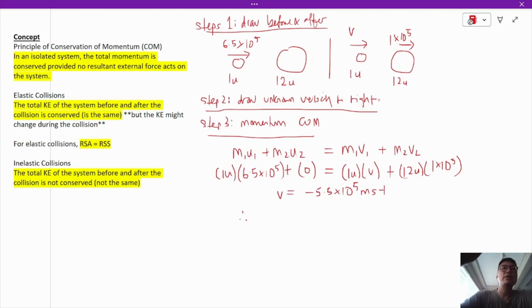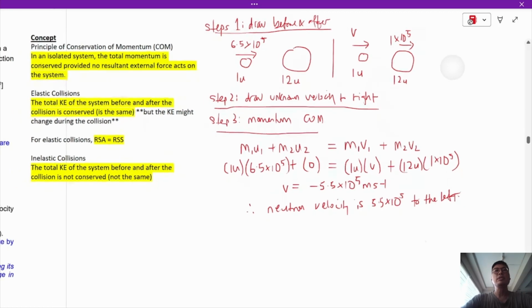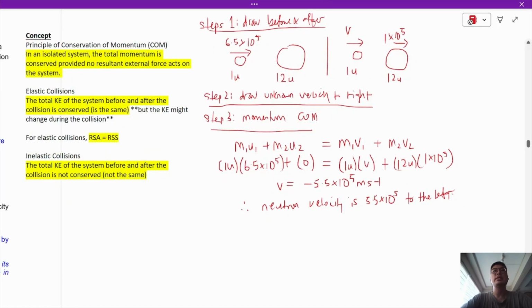Therefore, the neutron moves to the left. The neutron velocity is 5.5 times 10 to the power of 5 to the left. So that means that actually the neutron bounces off. Now, state whether the collision is elastic or inelastic.